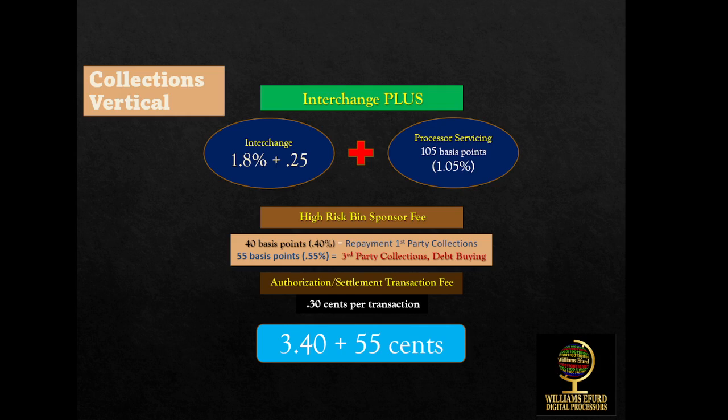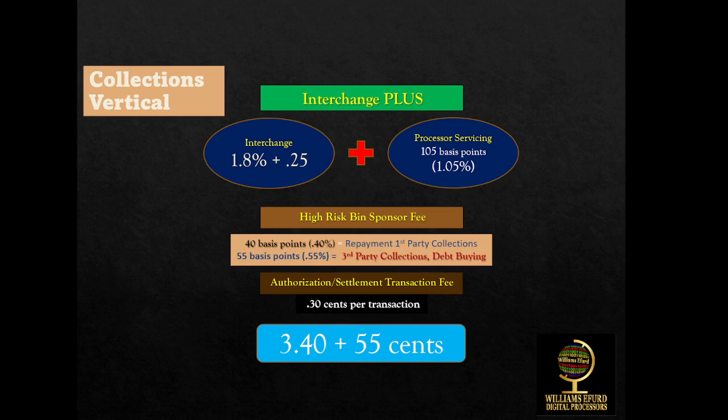So what I wanted to show you in this particular instance is the collections vertical, so your collections companies, considered high risk. You can see the interchange that comes over, 1.8 plus 25 cents, and then you'll see 105 basis points, or 1.05%, added on top of that for processor servicing. It's because it's a high risk vertical.